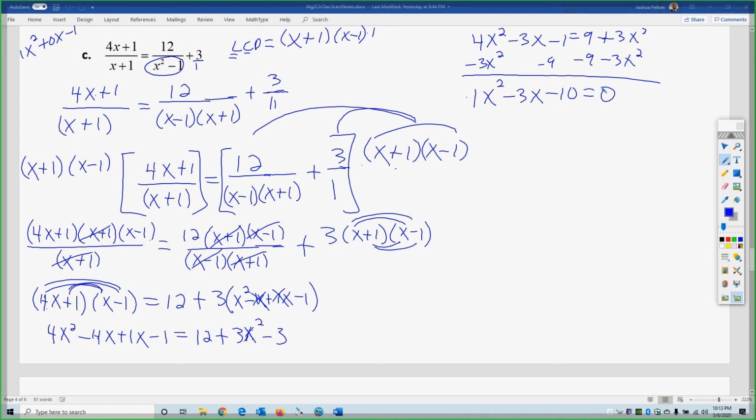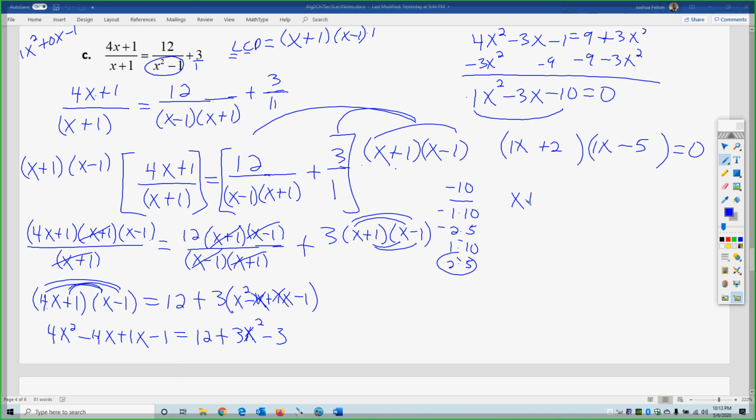So now we have a factoring problem. So we'll factor. So 1x, it's divided by 1, but I'm not going to write it. 1 times negative 10 is negative 10. So that's 1 times 10, 2 times 5. But one of these needs to be negative to get negative 10. It needs to add to negative 3. So it looks like positive 2 and negative 5 are the proper factors.